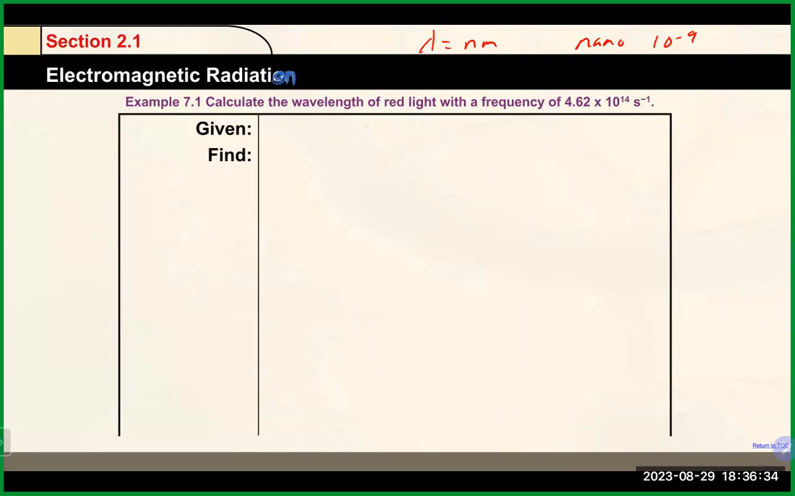All right, so let's take a look. We'll use our c is equal to our wavelength times our frequency. In this case, we are given the frequency of 4.62 times 10 to the 14 reciprocal seconds. We are looking for the wavelength here, and the speed of light is a constant, which is 3 times 10 to the 8 meters per second.